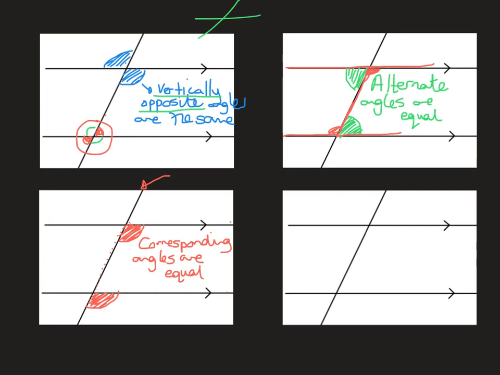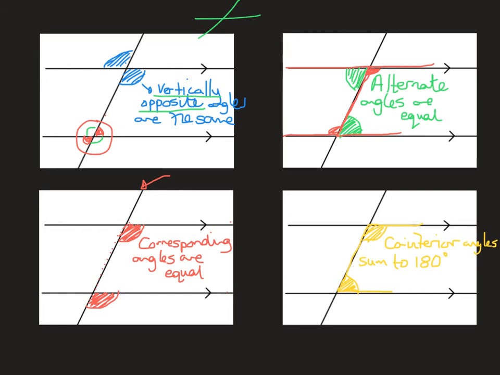And finally, the last one, these two angles here, hopefully just by a visual inspection you can tell that they are not the same. These are called co-interior angles. They're co-interior, they share an inside, if you want to think about it like that. These are not the same, but they do sum to 180 degrees.